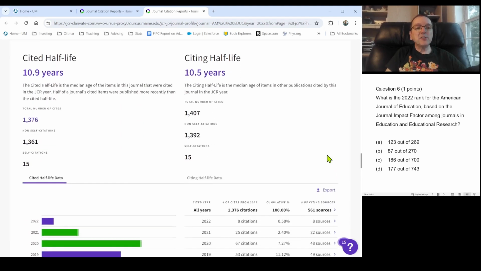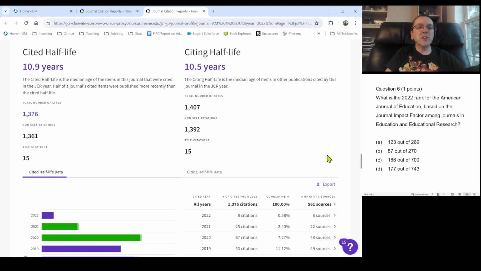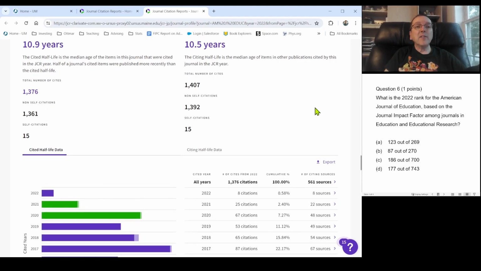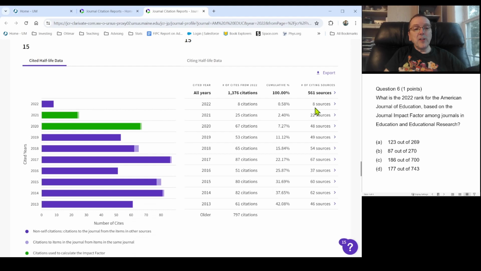Citation network is kind of interesting. A few things here. I know we've got the answers to the questions, but kind of interesting. Cited half-life, kind of the median age for items that are being cited. So you can see that the articles are often cited way past that 2-year window, right? So you can see kind of here, in 2022, we're citing articles from going back a number of years.